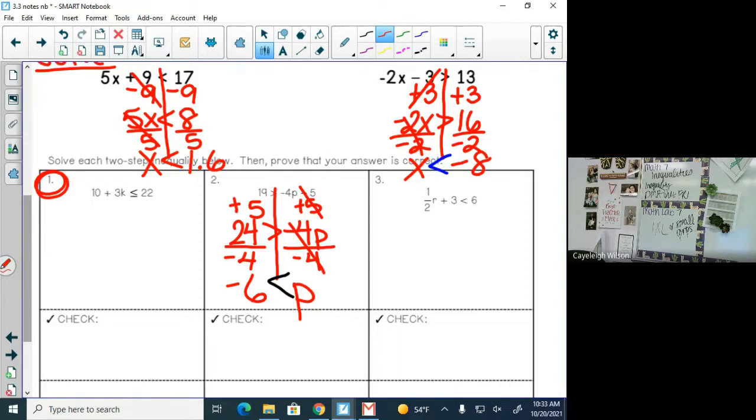So ask yourself what number is being added or subtracted and get rid of that first, and then get rid of your multiplication or division.